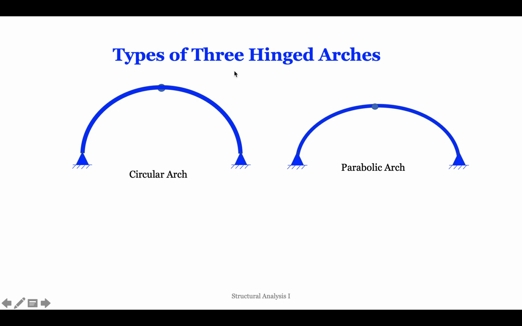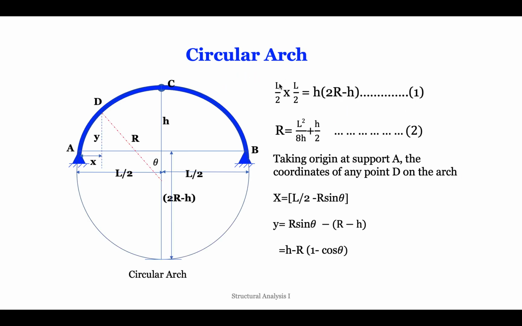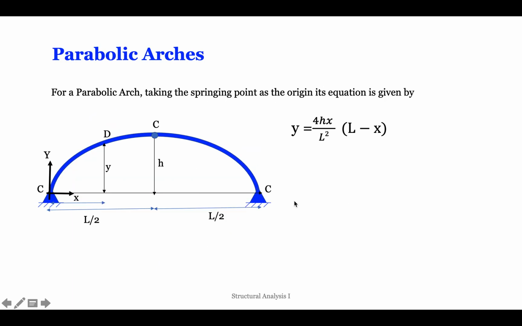Then coming to the types of three hinged arches, there is the circular arch and the parabolic arch, which we have seen. Then the formulas for the circular arch, what r is, the radius of the circular arch, and at any point D the coordinates x and y. And for the parabolic arch, when two supports are at the same level, how to find that y distance. So we have covered these basics of three hinged arches in this class.